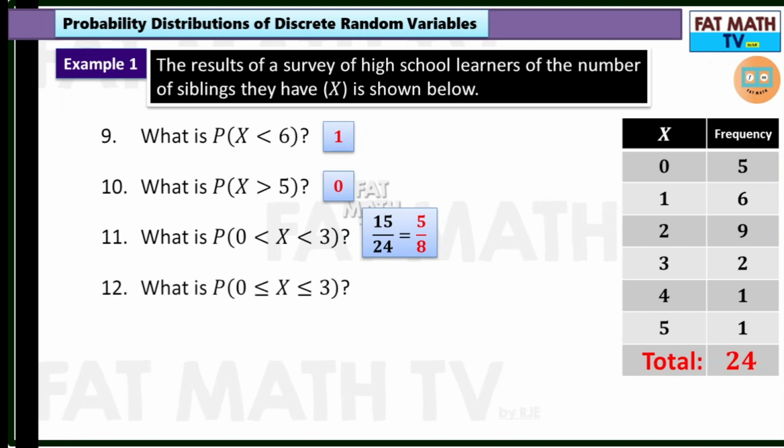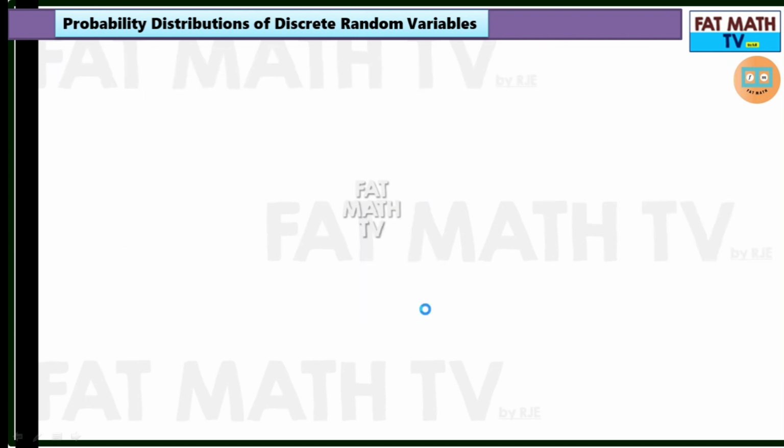How about the probability that x is greater than or equal to 0 but less than or equal to 3? In this case, you have to include the 0 and the 3. So we have 0, 1, 2, or 3. We have to add all the frequencies here. So 5 plus 6 plus 9 plus 2, that is 22 out of 24 or 11/12.